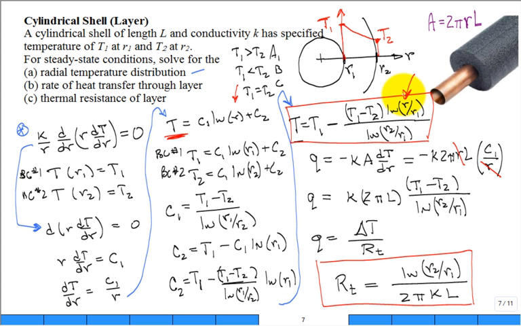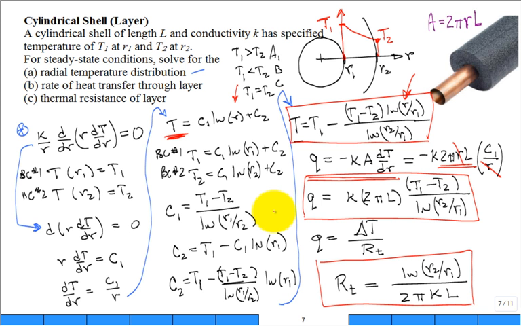All right. This is part B. What is the rate of heat transfer through the layer? What do you use? What equation is this? Fourier's law. We know that area is 2 pi RL, and we put in the derivative of T with respect to R. Some R's cancel, which is nice, and you get this equation for the flow. So that's our rate of heat transfer through the layer.